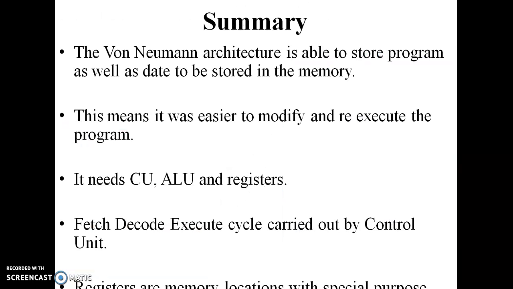So the summary of this particular session on von Neumann architecture is that the von Neumann architecture was able to store the program as well as the data in the same memory unit. This means obviously it was easier to modify and re-execute the program. It needs a control unit, ALU and registers for the execution of the program. The fetch, decode, execute cycle is carried out by the control unit, as we learned.